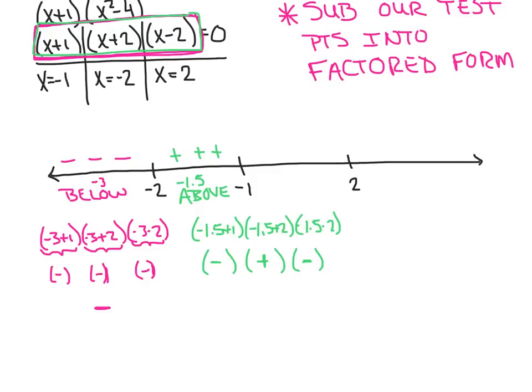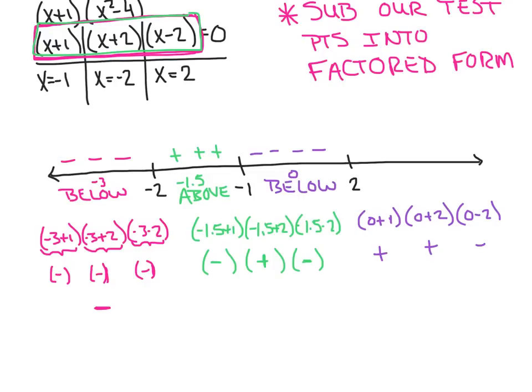My next test point is going to be 0, my favorite number in the whole wide world, because it's the easiest number to evaluate. So I got 0 plus 1, 0 plus 2, and 0 minus 2, which means I've really got a positive number times a negative number, which equals a negative number. So this graph lies below the x-axis between x equals negative 1 and x equals 2.